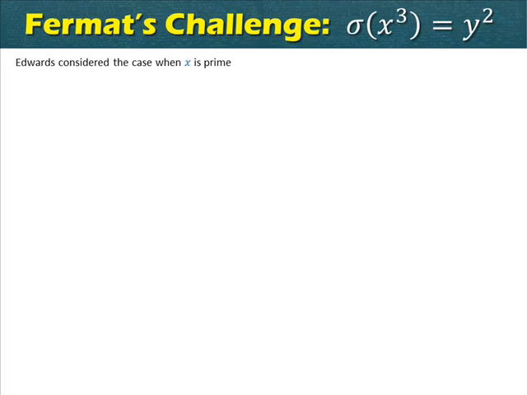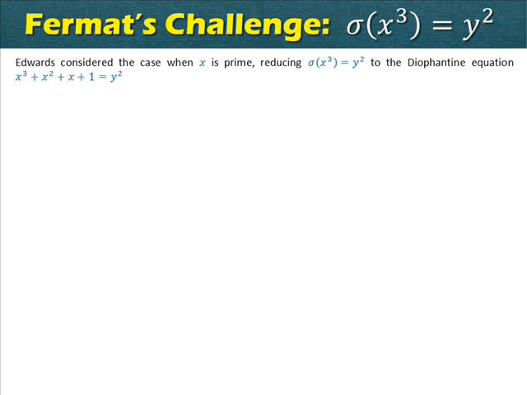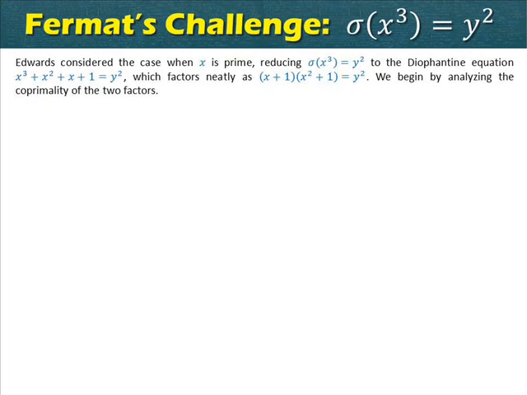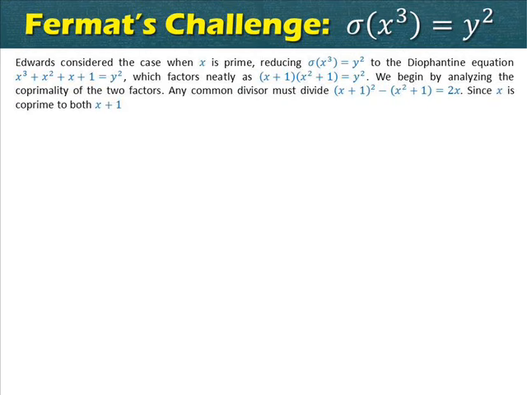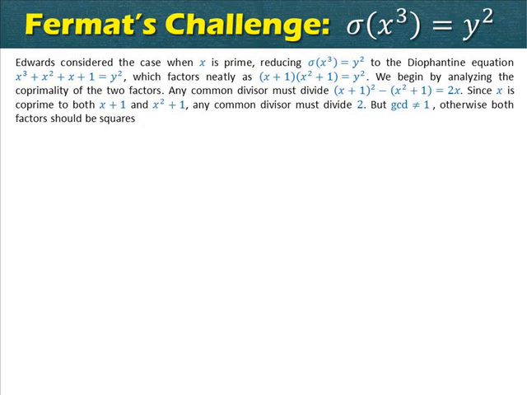Edwards considered the case when x is prime, reducing the problem to the Diophantine equation x cubed plus x squared plus x plus 1 equals y squared, which factors neatly as (x plus 1) times (x squared plus 1). We begin by analyzing the coprimality of the two factors. Any common divisor must divide the square of the first factor minus the second factor, which equals 2x. Since x is coprime to both factors, any common divisor must divide 2, but they are not coprime. Otherwise, both factors would be squares, but x squared plus 1 cannot be a square.